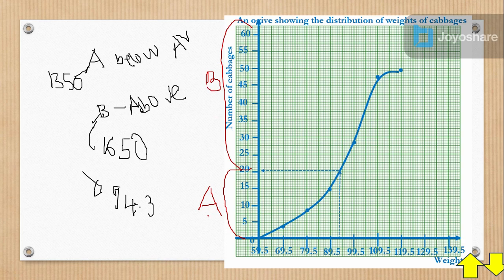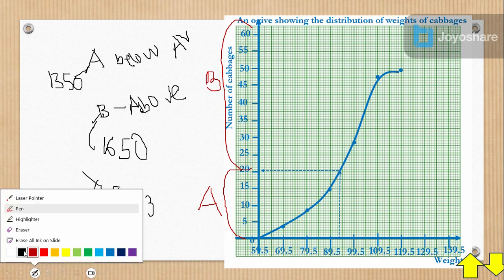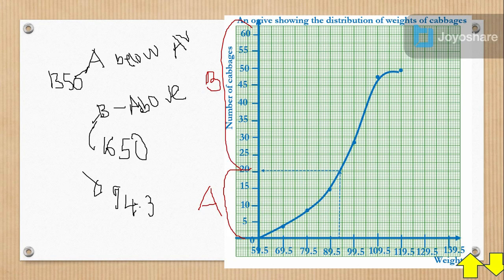And now our A will be what? We look at this from 0 to there. So our A will give us 20 cabbages, and our B will give us the remainder, if the whole total was 50. Remember, the graph is ending here. Please be careful. So the total for B is 30. Why 30? Because when you add 30 plus 20 it gives you 50, which is the total number of students there. You can check in the total frequency.